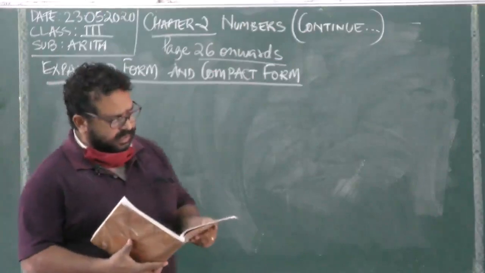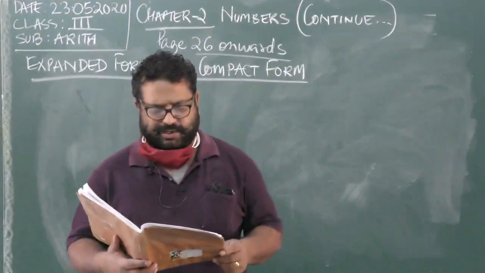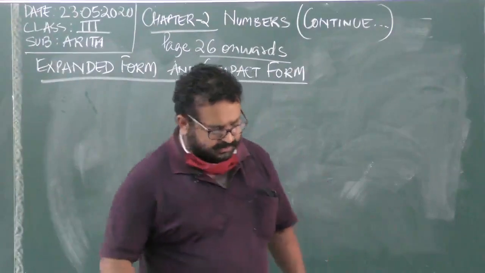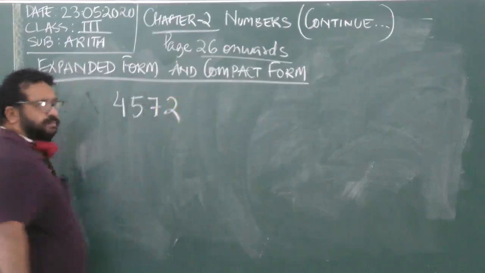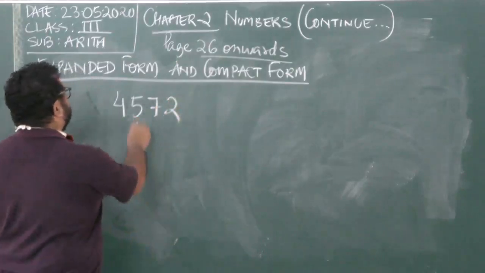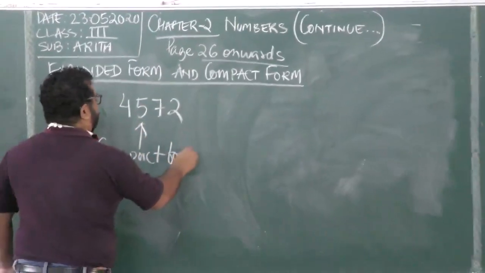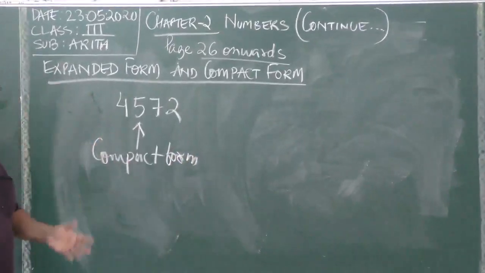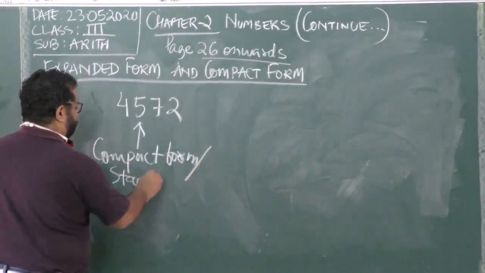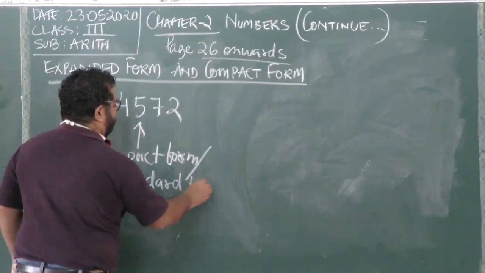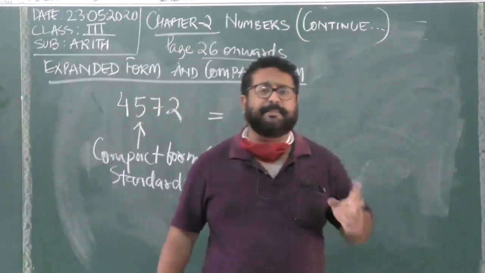Now in arithmetic, a number expressed as the sum of the place values of its digits is called its expanded form. So suppose we have a number like 4722. This is the compact form, or the standard form. This is how we read these numbers. So it's a standard form. All right.